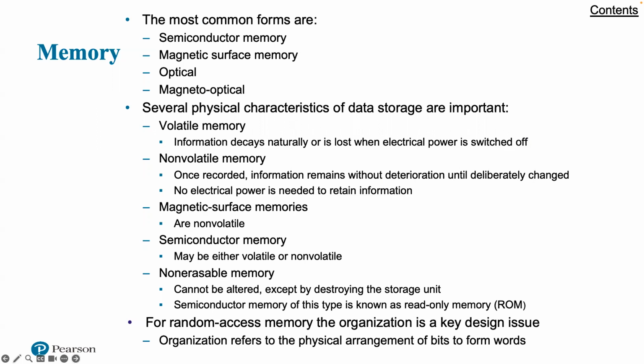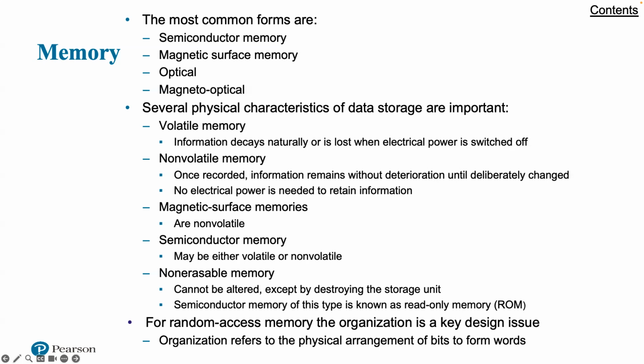Several physical characteristics of data storage are important. In a volatile memory, information decays naturally or is lost when electrical power is switched off. In a non-volatile memory, information once recorded remains without deterioration until deliberately changed. No electrical power is needed to retain information. Magnetic surface memories are non-volatile. Semiconductor memory, that is memory on integrated circuits, may be either volatile or non-volatile.